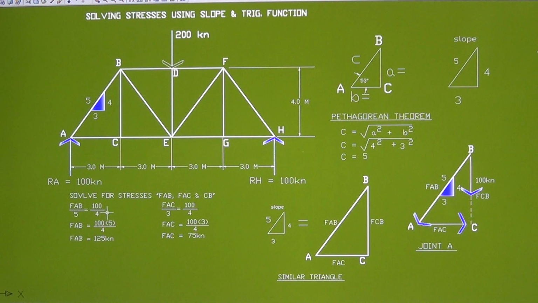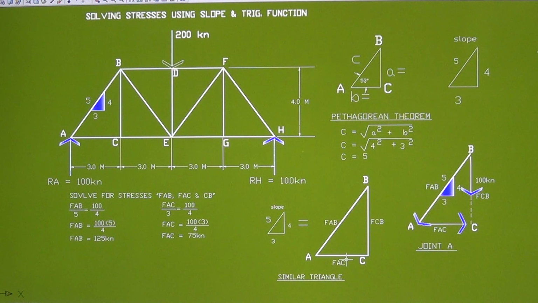So FAB over 5 is equal to 100 over 4. And then you know how to cross multiply this. Cross multiplying, 5 goes here, and 4 remains there. So 5 times 100 divided by 4. FAB now is equal to 125. That's very simple. And now FAC. The FAC here also.